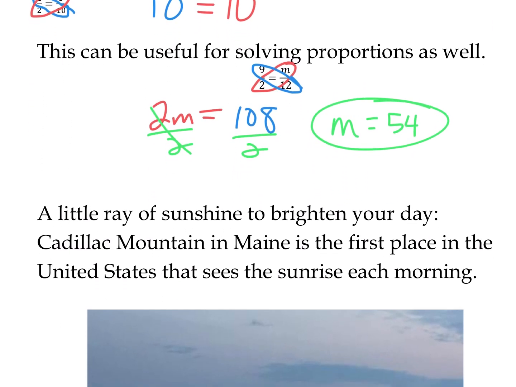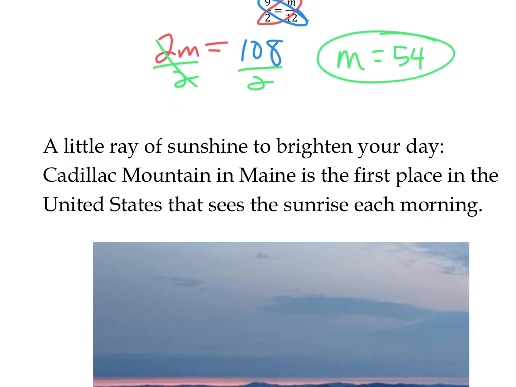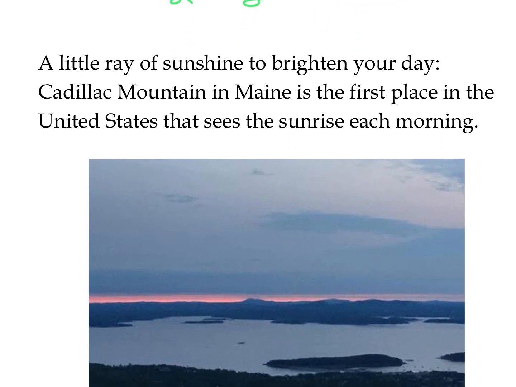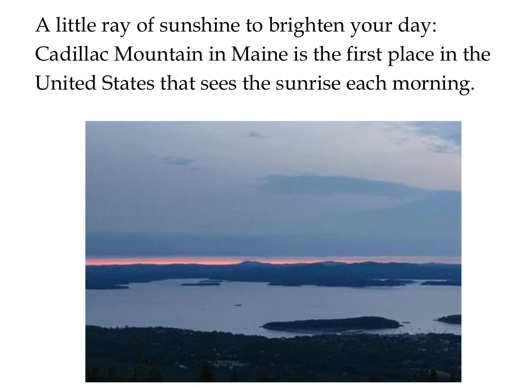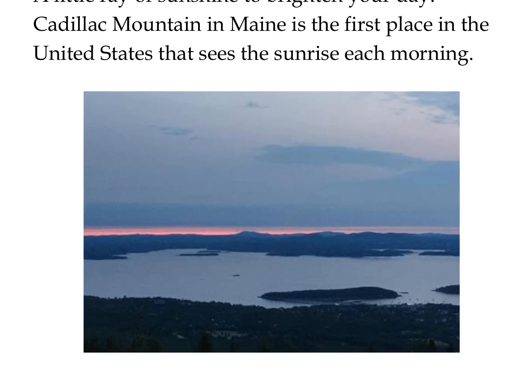Before we move on to some more problems and applications, a little ray of sunshine here. Let's brighten your day. Cadillac Mountain. It's located in Maine. It's the first place that sees the sunrise in the United States each morning. So the very first place, you go to the top of Cadillac Mountain, and this picture taken from the top of Cadillac Mountain, seeing the sunrise, the first place anywhere in the U.S. that sees it. Pretty popular as a lot of people head up there early, get there to see that sunrise, break through the clouds, and start the day.